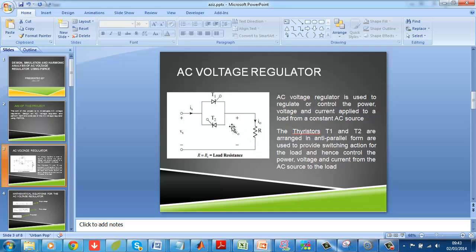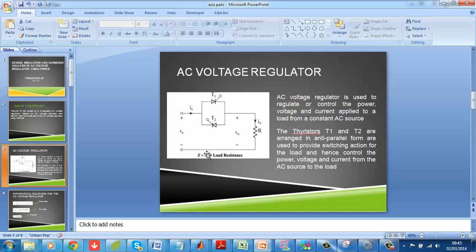And what does the regulation? These thyristors T1 and T2. Actually, they are silicon controlled rectifiers, SCR. They are used to provide the switching action for the load, and they control the voltage, the power, and the current from the AC source. So we want to control the voltage on this load, the power, and the current. What we do, we take the AC input and pass it through this combination of thyristors, and we are able to regulate the output voltage.